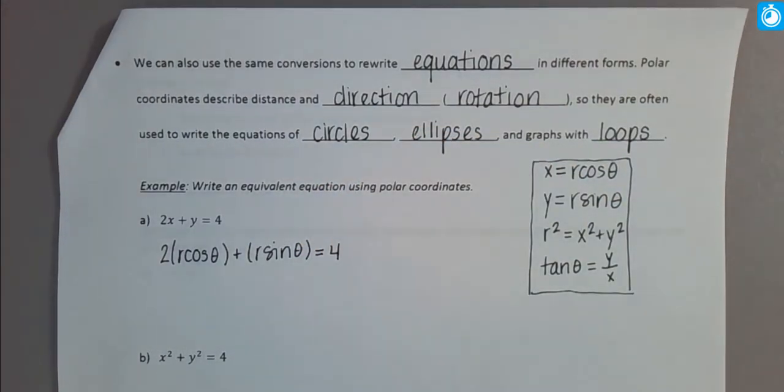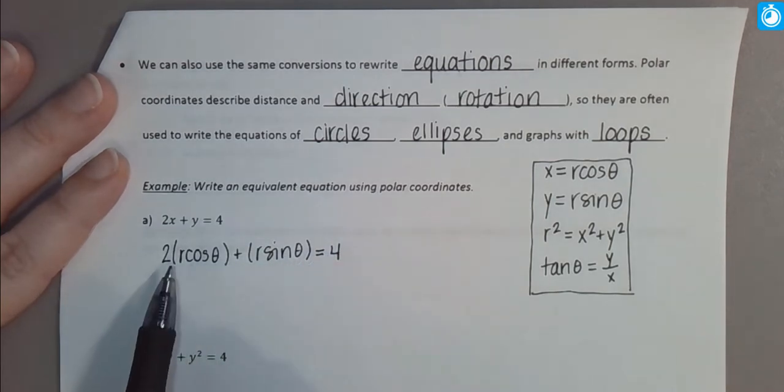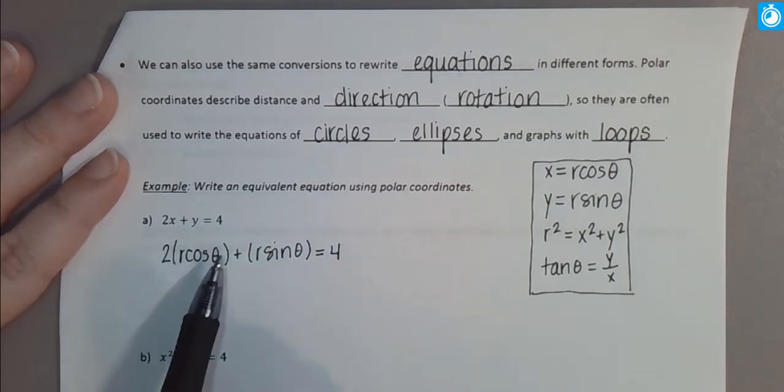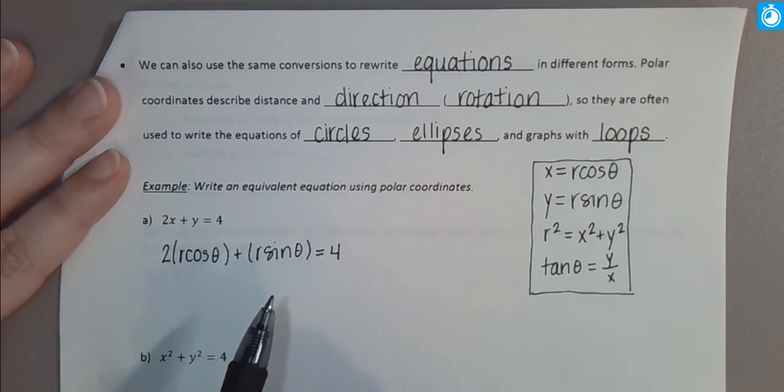When we're talking about polar coordinates, the preferred form is to have r by itself. Just like we typically prefer to have y by itself in rectangular coordinates, when possible, in polar coordinates we want to isolate r. Notice in this case the parentheses don't really matter right now. It's just 2 times r times cosine theta plus r times the sine of theta is equal to 4.